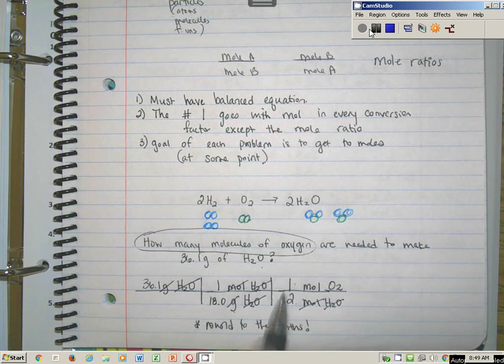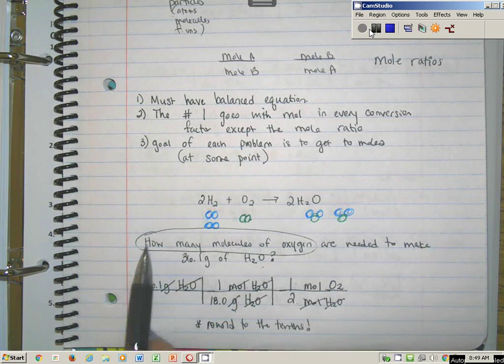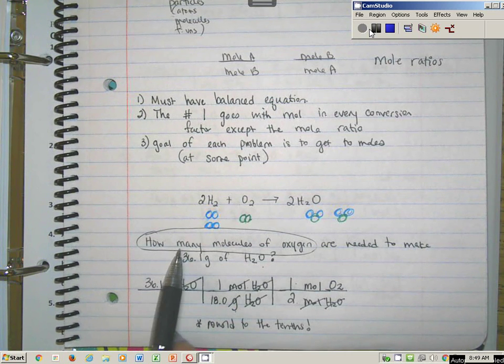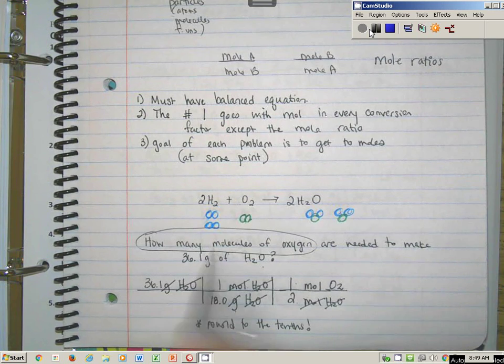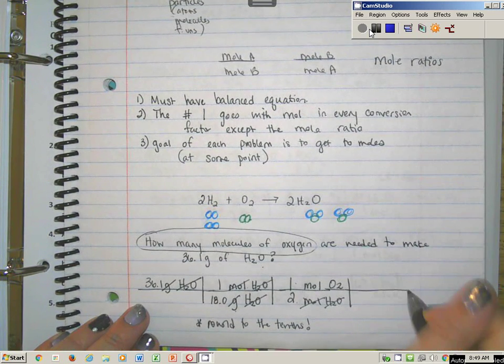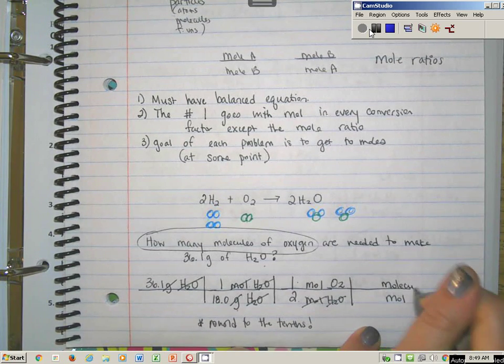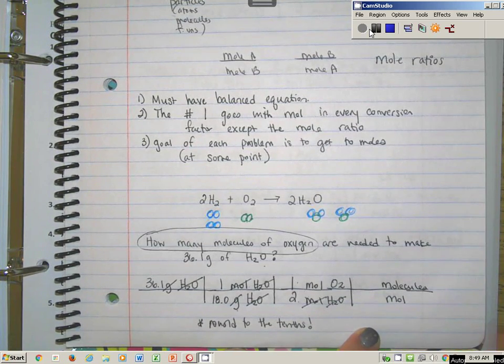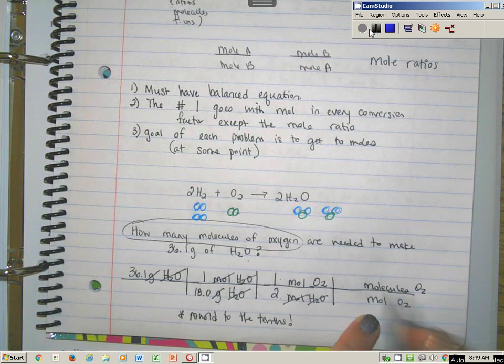If I stop right now, my answer to this question will tell me how many moles of O2 would go with this many grams of H2O. Is that what it asks? How many molecules? Well, you should know from previous experience that you can go from moles of something to molecules of something. And we're doing O2 this time, so moles of O2 to molecules of O2.